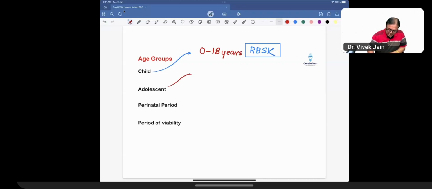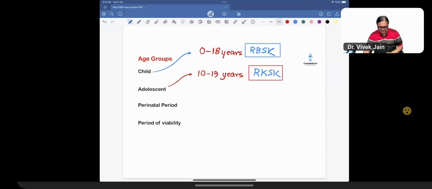Adolescent is, please remember friends, we are only discussing what has been asked in your exam in last 20 years. No, not 0 to 19. How will 0 to 19 be possible? Yes, very right, Dr. Himanshu, Dr. Karan, you are right. 10 to 19 years. Dedicated health program for adolescents in our country is Rashtriya Kishore Swasthya Karyakram. We'll discuss in health programs.